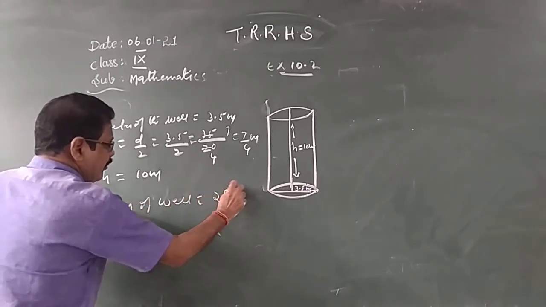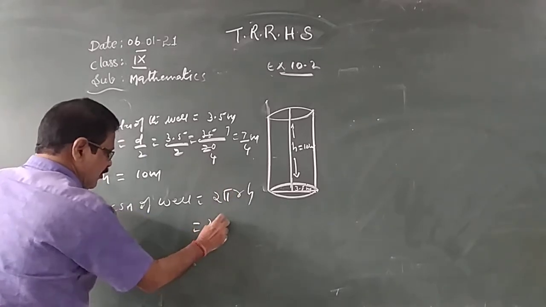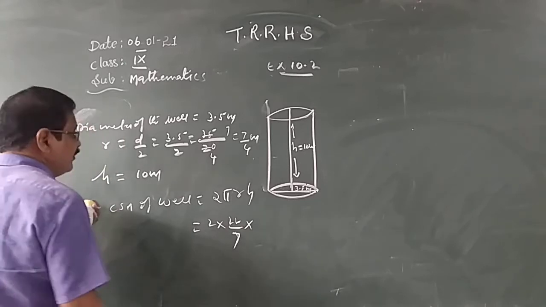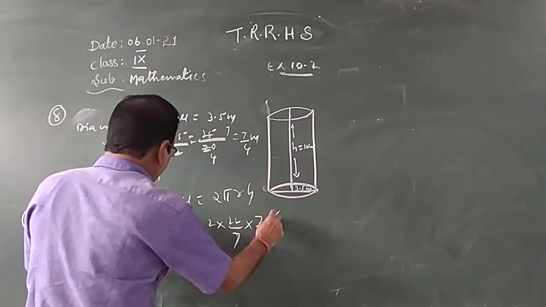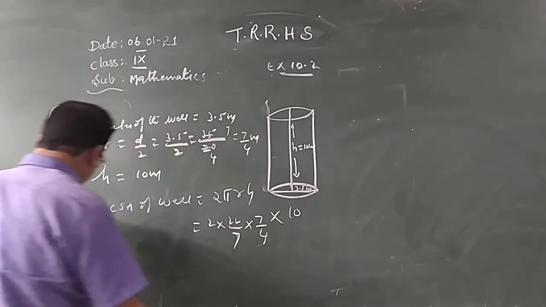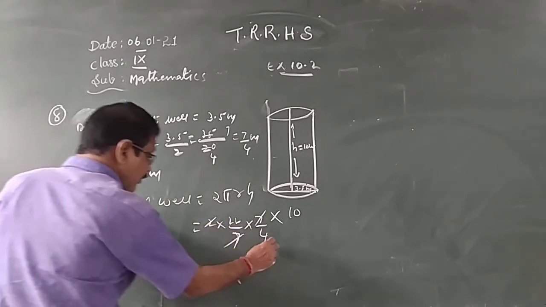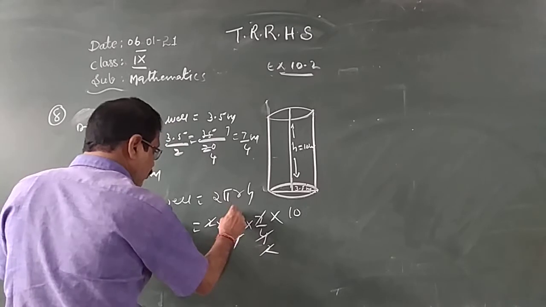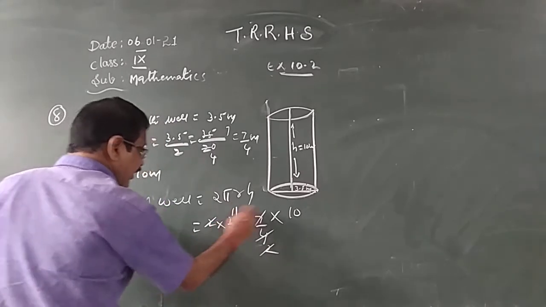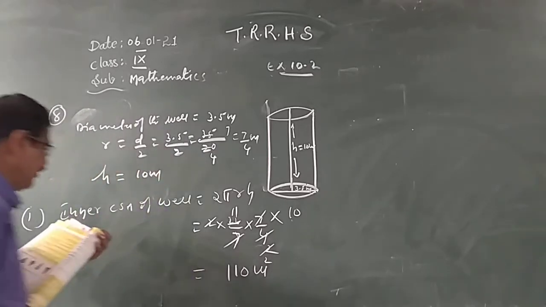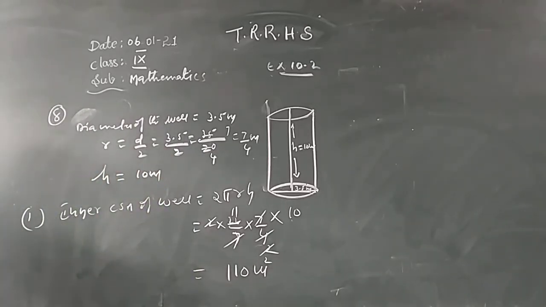The formula is 2 pi rh. 2 into pi 22 by 7, the radius is 1 by 4 into h is 10. So 1 is 7, 2 1 is 2 is 4, 2 11, 11 into 10, 110. 110 square meters. The inner curved surface area of the well is 110 square meters.